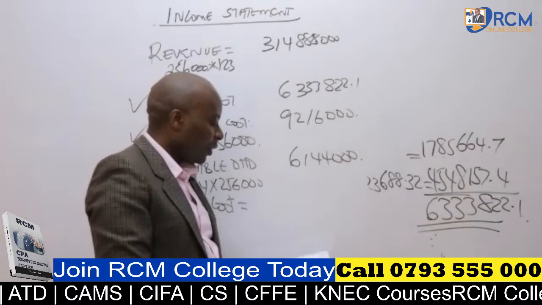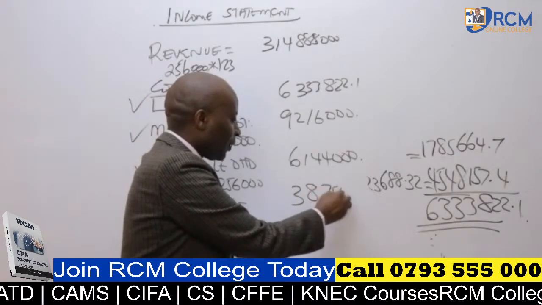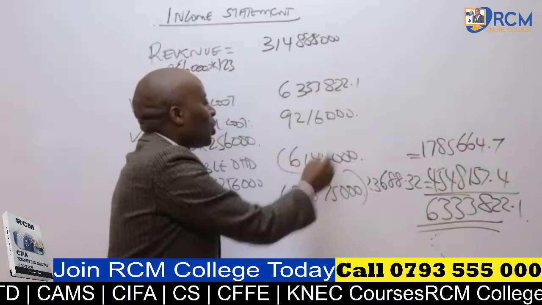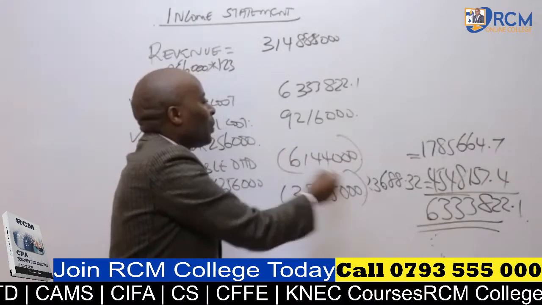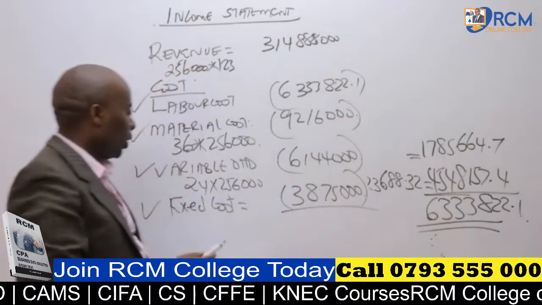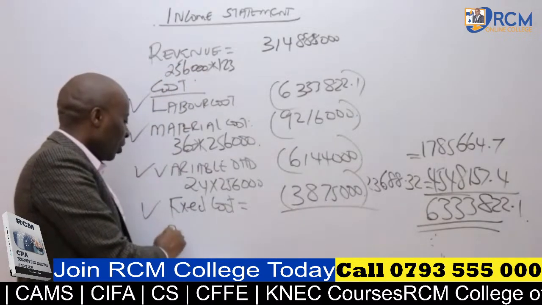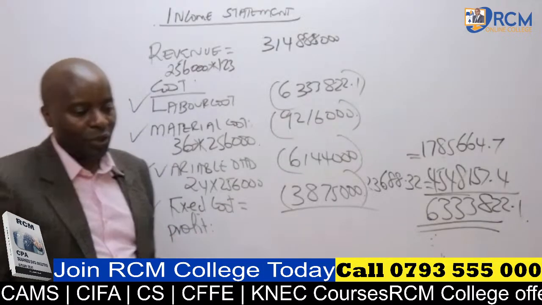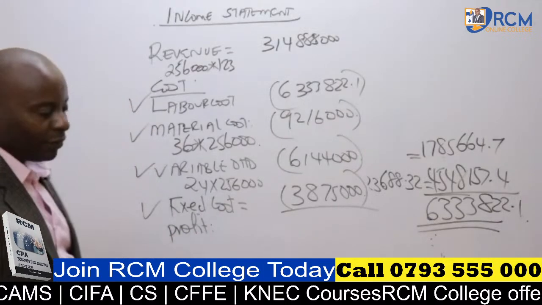38,75,000. We have 38,75,000 here. Could you kindly subtract all these expenses so that you can give us our net income, or basically the profit? Kindly give us the profit very fast.